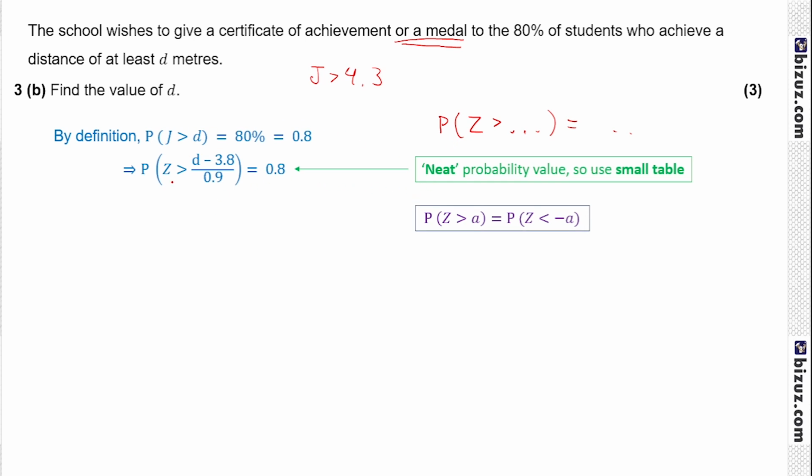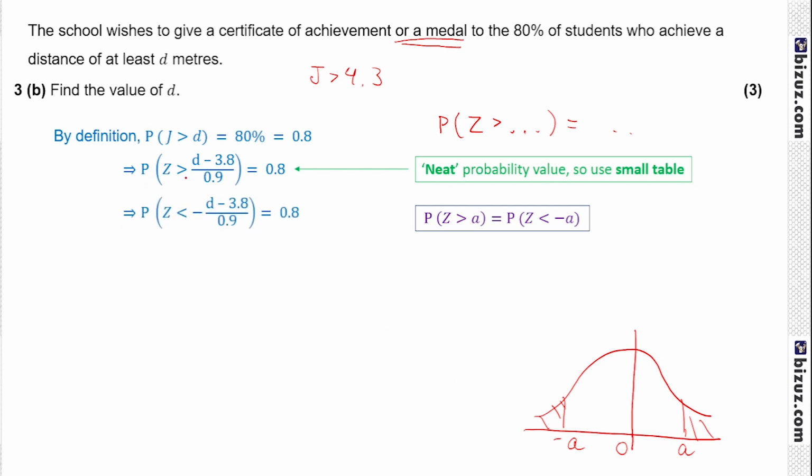Now, the probability of Z being greater than something is the same as the probability of Z being less than the negative of that something. And this is pretty easy to see if we draw a diagram here. Suppose this is our standard normal distribution. This is the mean 0. Suppose this is negative a and this is a. So the probability of Z being greater than a, that's this area. The probability of Z being less than negative a, that's this area. And we can see very clearly that by symmetry, a normal distribution is always symmetric about its mean, these two areas or probabilities are equal.